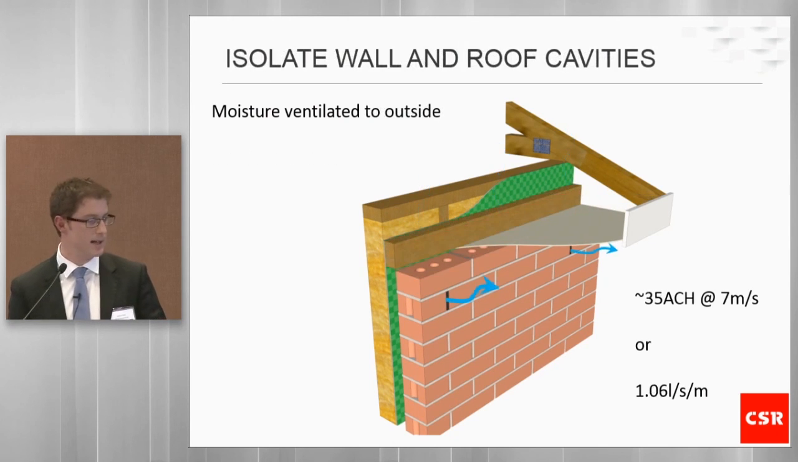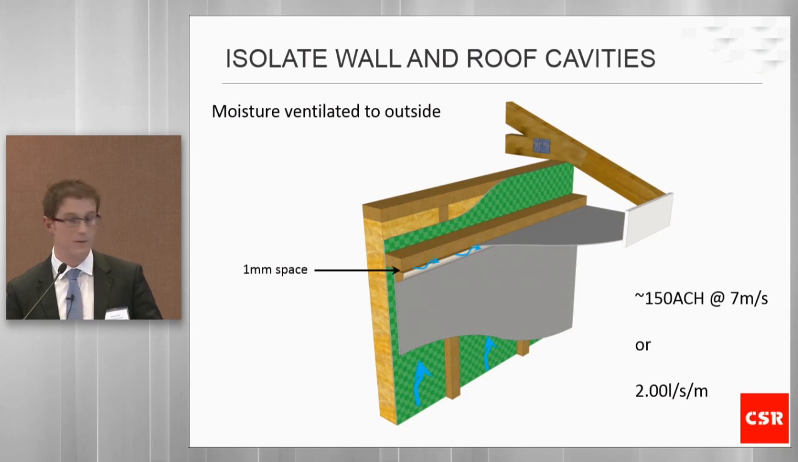If we then say, well, how's a better way of doing this, and we close off those two cavities, we isolate the wall cavity from the roof cavity, and we put specific built ventilation openings that will ventilate the wall air back out to outside, then we're not adding that moisture to the roof space, and it's a far better solution.